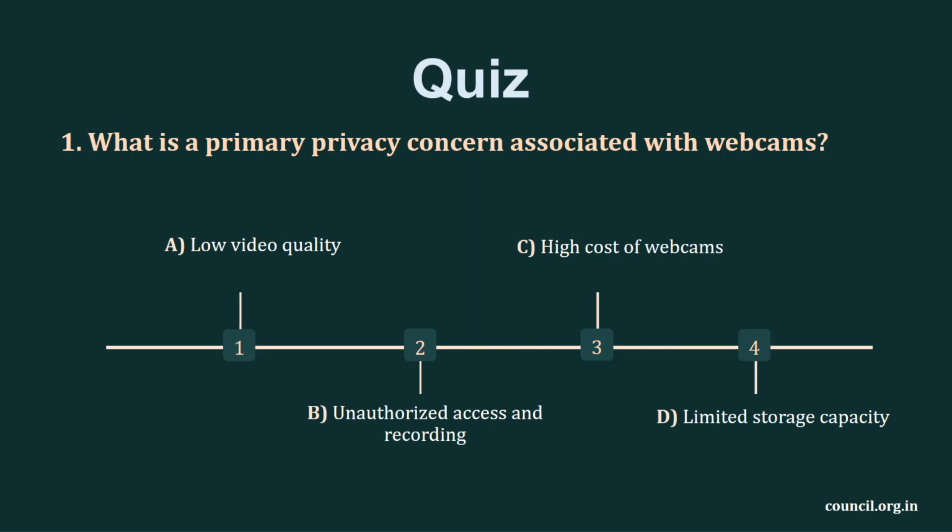Quiz. 1. What is a primary privacy concern associated with webcams? A. Low video quality. B. Unauthorized access and recording. C. High cost of webcams. D. Limited storage capacity.